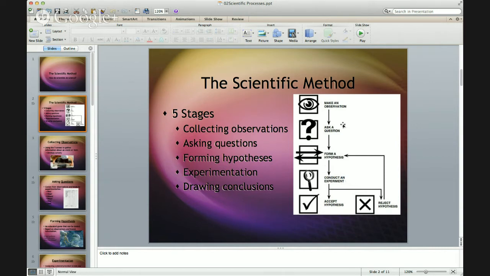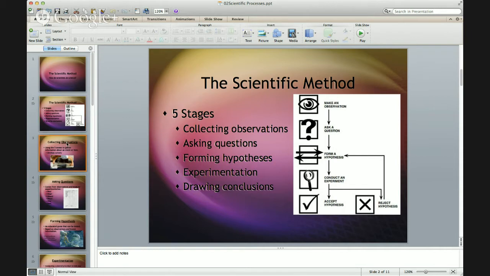I also want you guys to understand that it doesn't necessarily have to happen, these 5 things, in this exact order. Sometimes we make an observation and go straight to hypothesis. Sometimes it's not even an observation. We just ask a question. It just kind of materializes in our head. You guys have probably all had that happen. Sometimes we actually even experiment before we form a real solid hypothesis. So it really depends, but these are the steps that are generally involved.